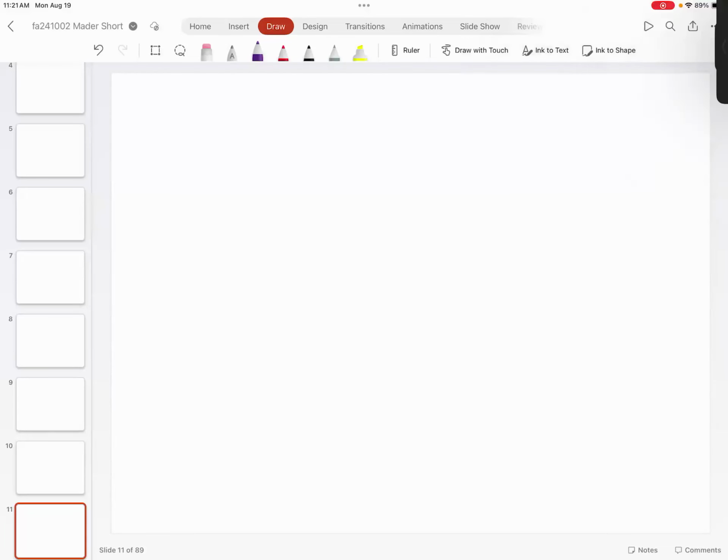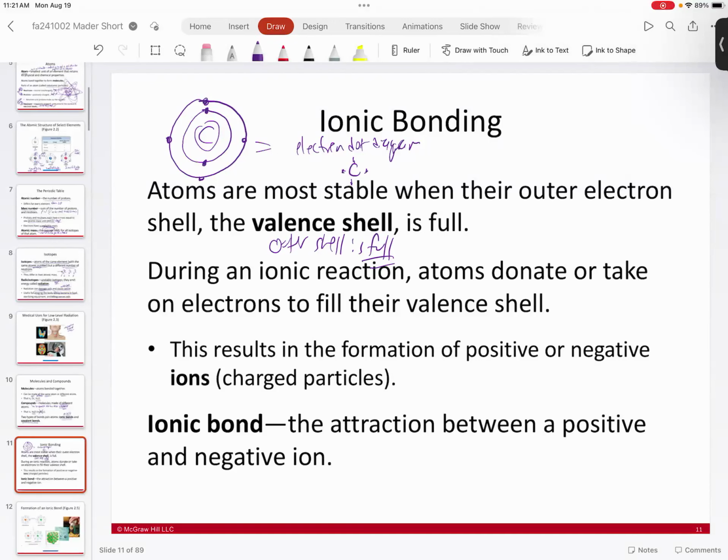And to recognize that, ultimately, it's the valence electrons that drive bonding. This is what drives 2 atoms to form a relationship with each other. And in the case of the ionic one, atoms will either donate or they'll take electrons to fill their valence shell. So it's a transfer of electrons.